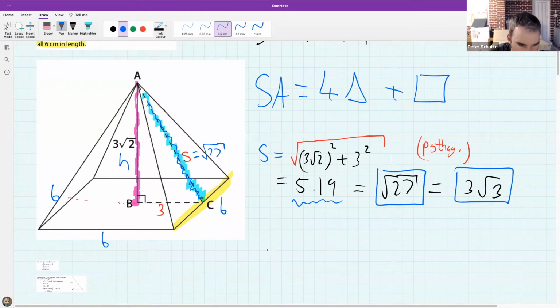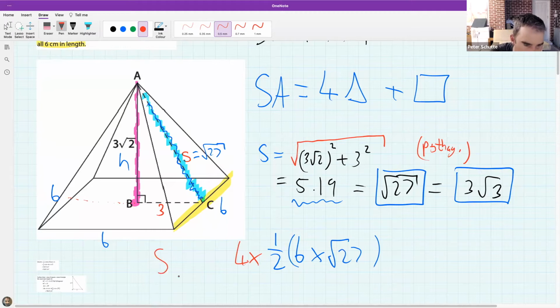So as answers are starting to come through, I know the area of one triangle will be a half times 6 times square root 27. So that would give me one triangle, but I have 4 of them. So I'm going to go 4 times that. Plus, I can't forget that there's a square on the bottom, which is 6 times 6 for the area of a square. So let's see what we get. 0.5 times 4 times 6 times root 27. So we get 36 root 3 plus 36.